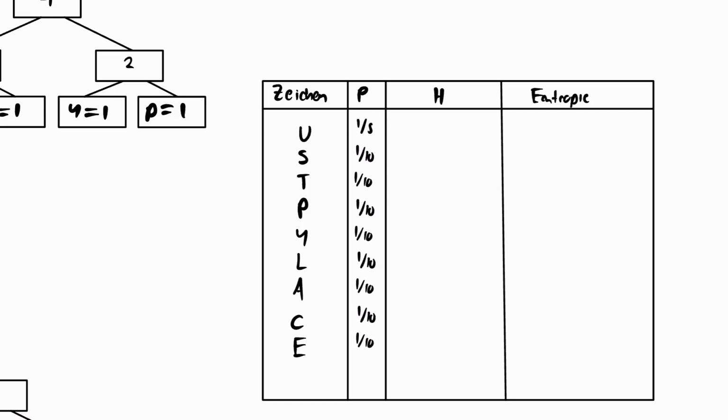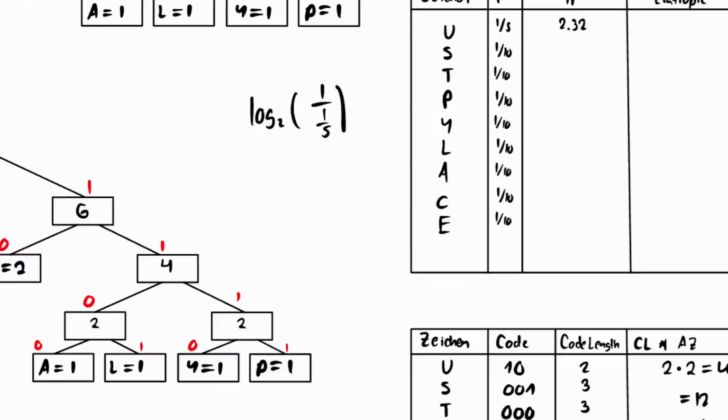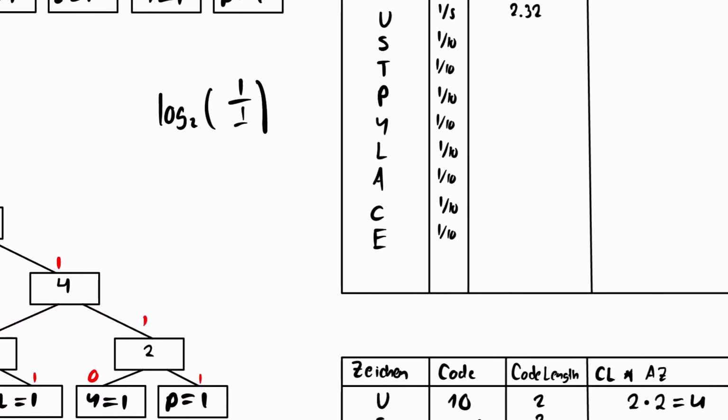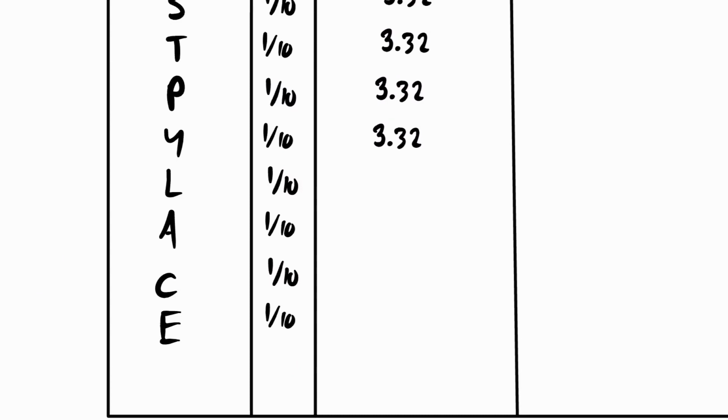What I'm basically writing in my calculator is the following. I'm writing logarithm 2 of 1 over 1/5. And that's going to give me 2.32, right? Now for 1/10, this is going to be what? 3.32. So I'm going to take this 3.32, multiply it, duplicate it here. Okay, there we go. And there we go. Okay, perfect.